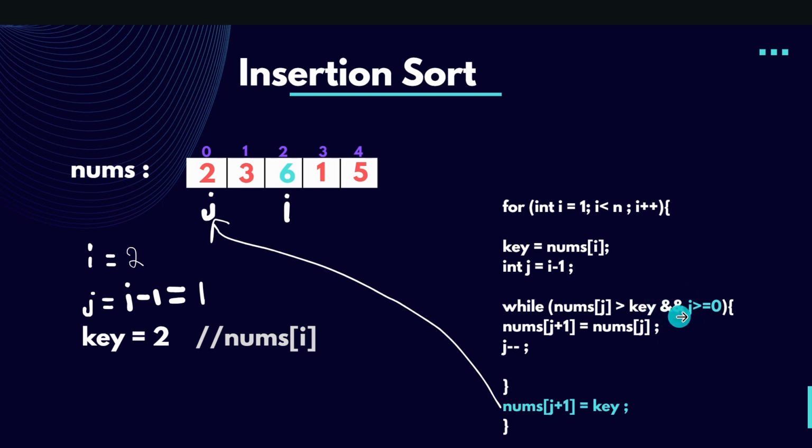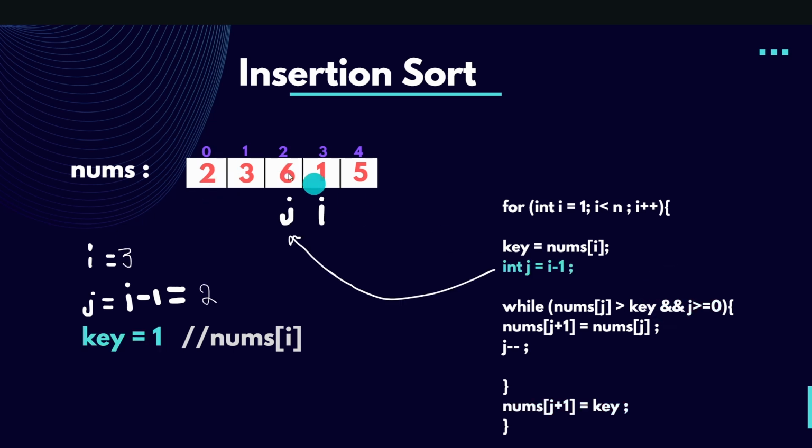The while loop works only when j is greater than or equal to 0, okay. So j will not be going beyond that, and then you can simply assign the key. So nums of j plus 1 is equal to key. As you are storing this key here, simply place this key inside j plus 1, okay. As you are moving j here, simply place it here.